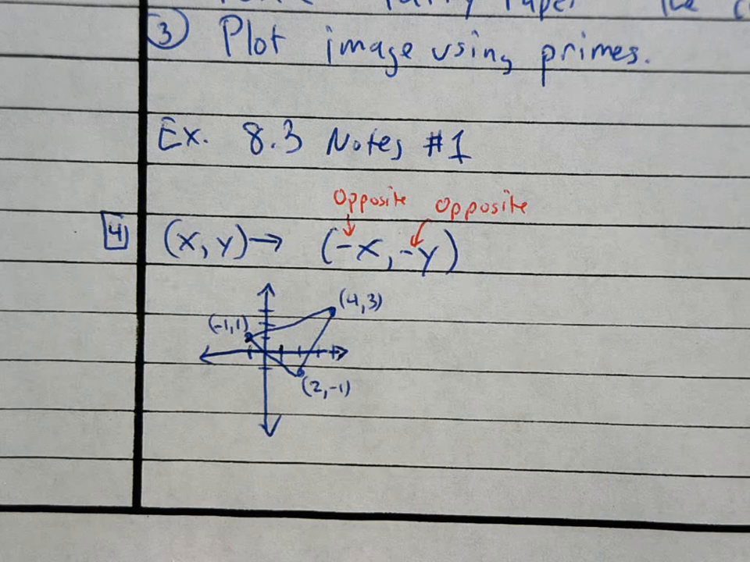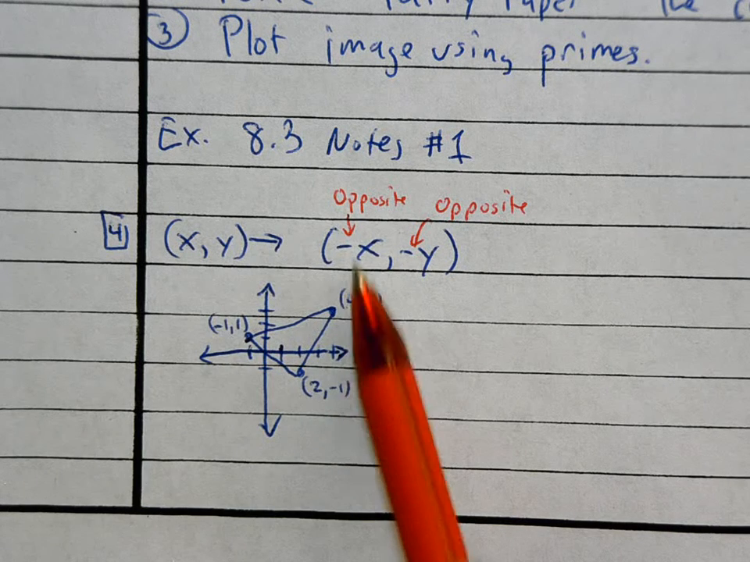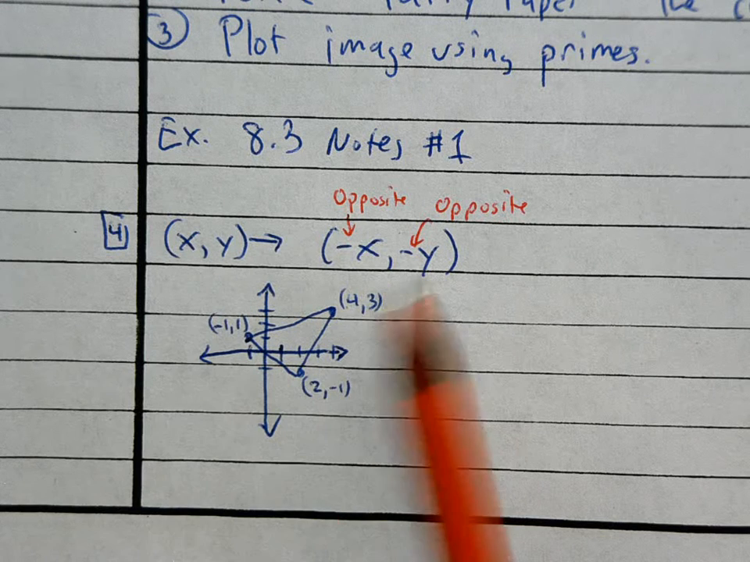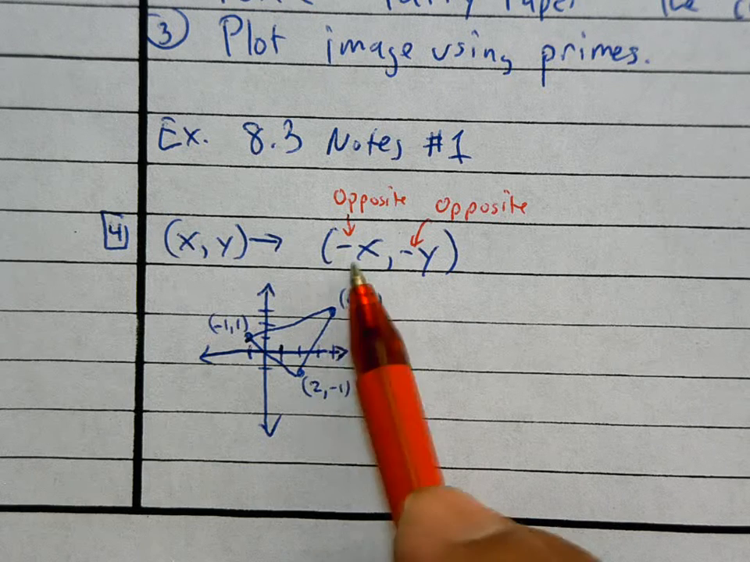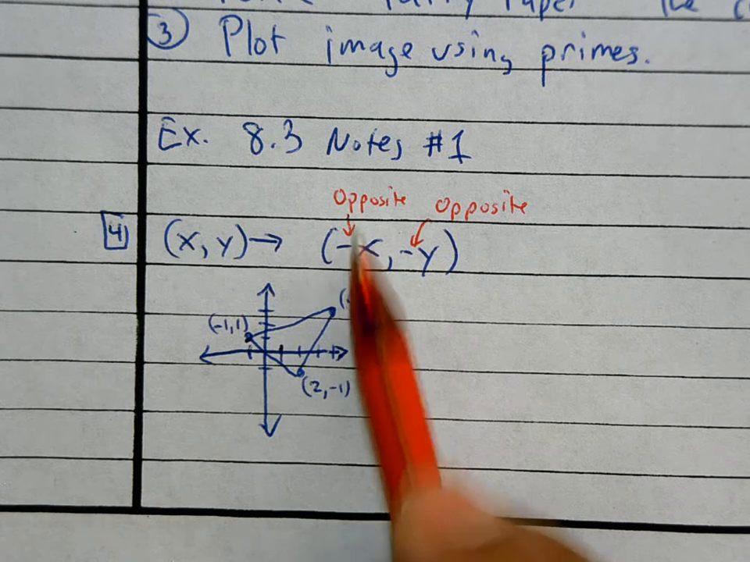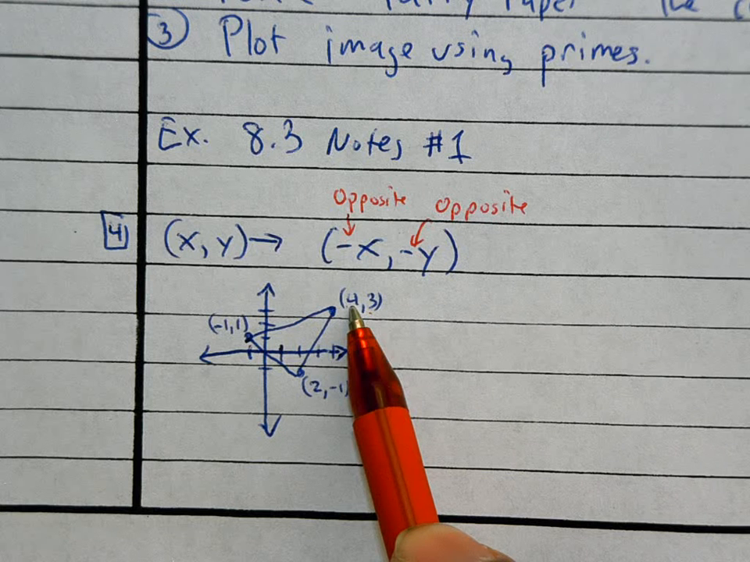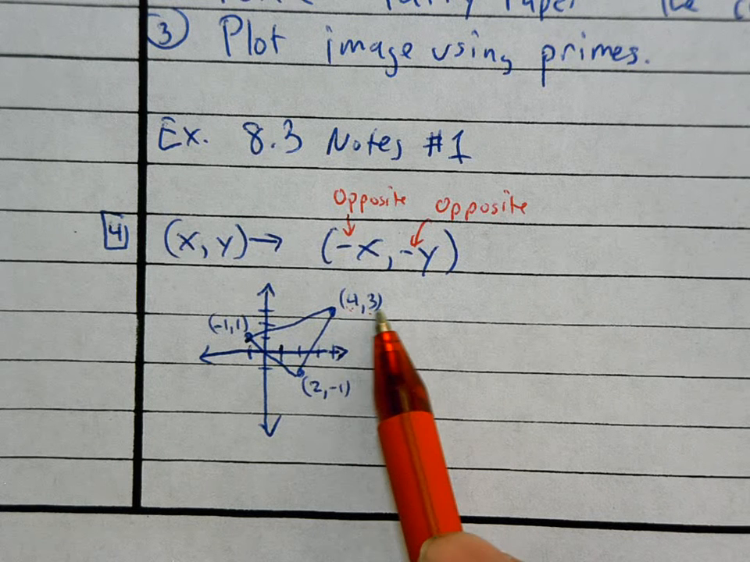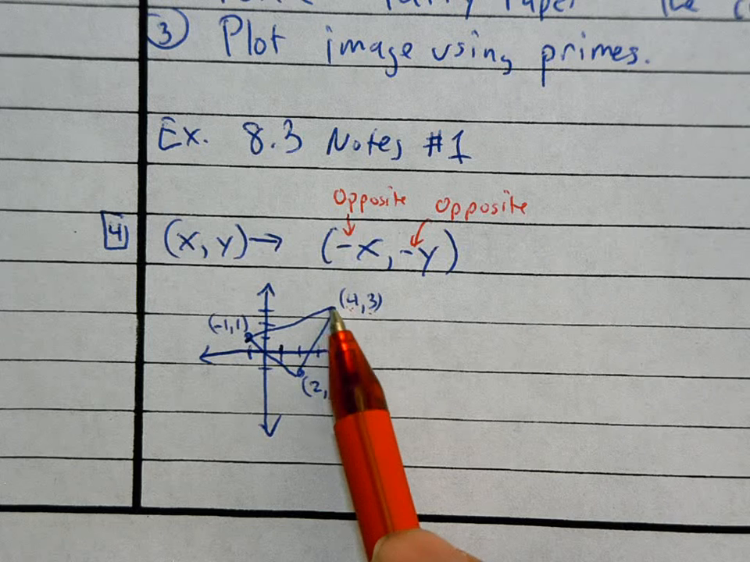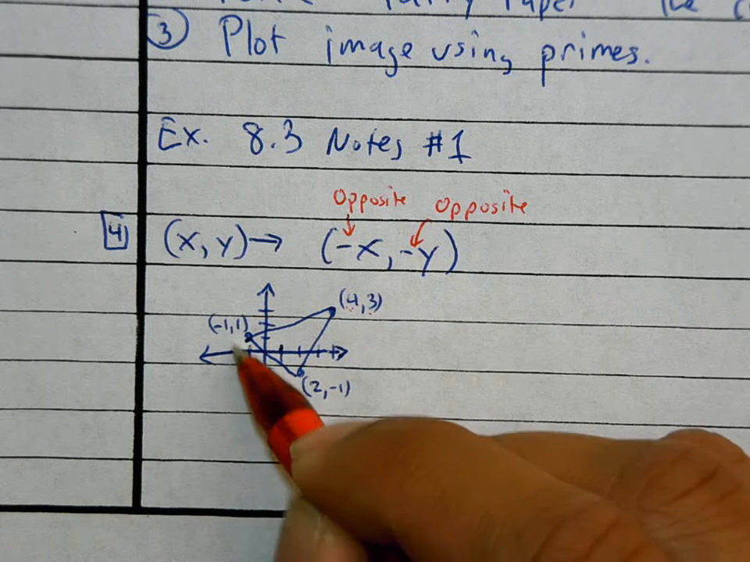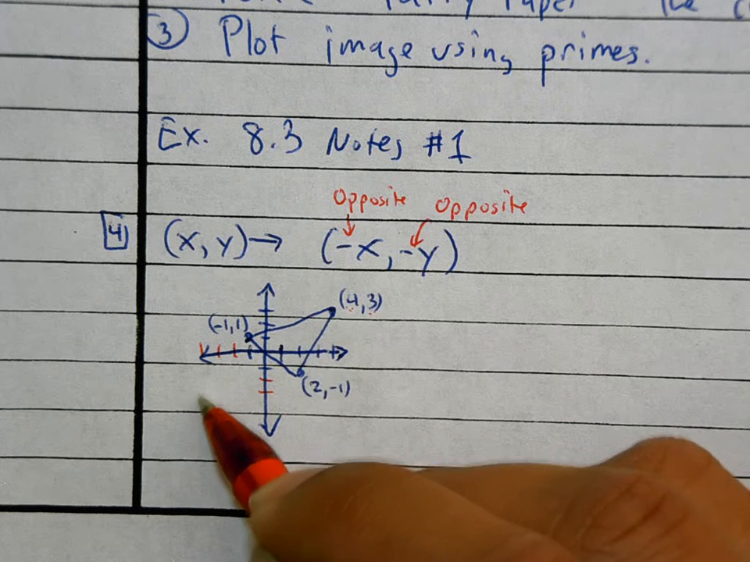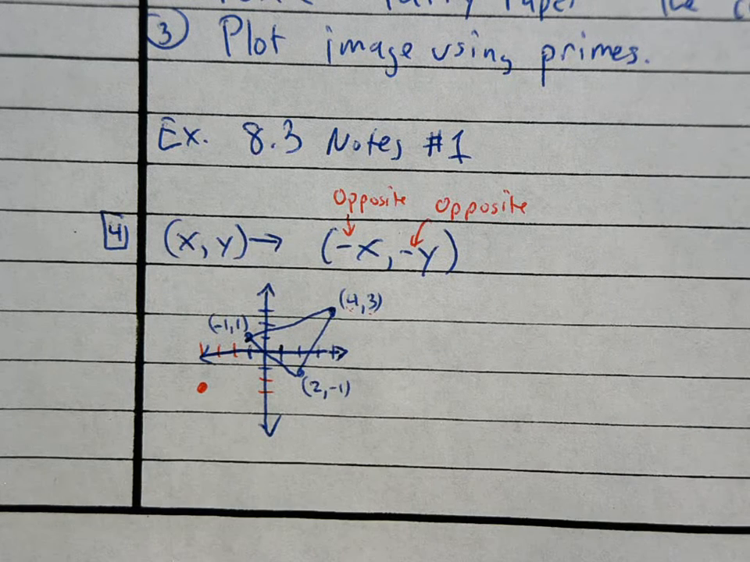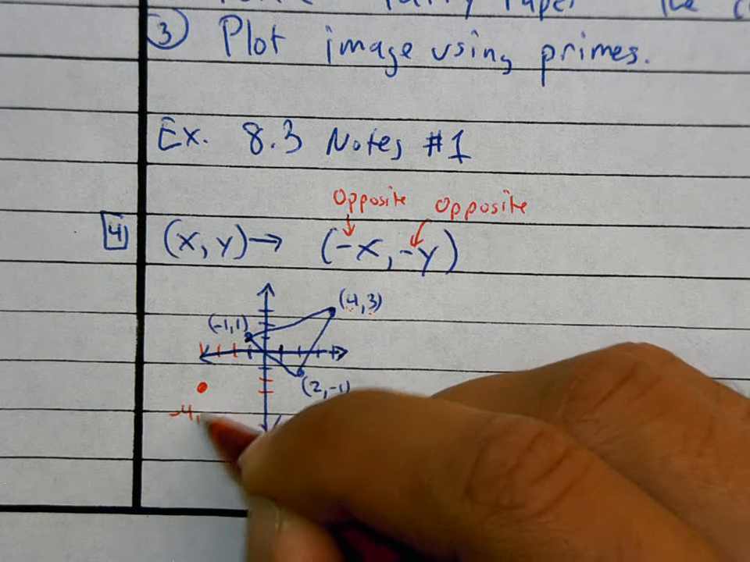What does that mean for this picture? Every x becomes the opposite x. Every y becomes the opposite y. So for this point right here, (4, 3), instead of using 4, comma 3, we're doing the opposite of 4. What's the opposite of 4? Negative 4. And what's the opposite of 3? Negative 3. So this point becomes (-4, -3). This point here comes over here. Bam. And I can even write that, (-4, -3), right there.